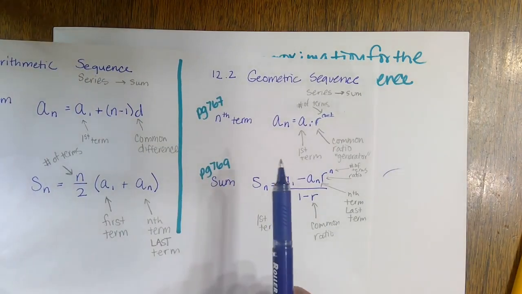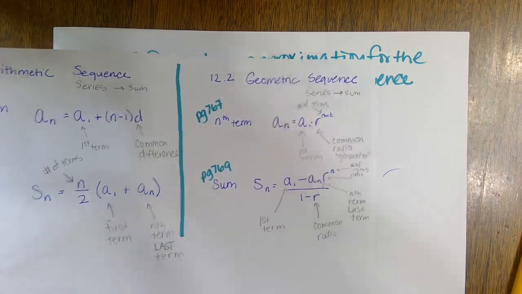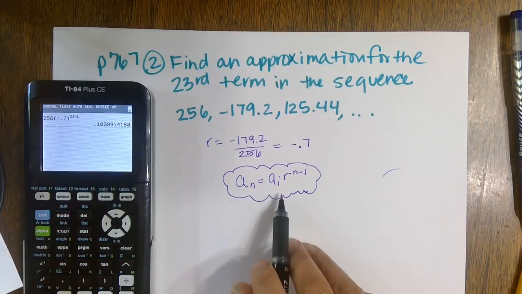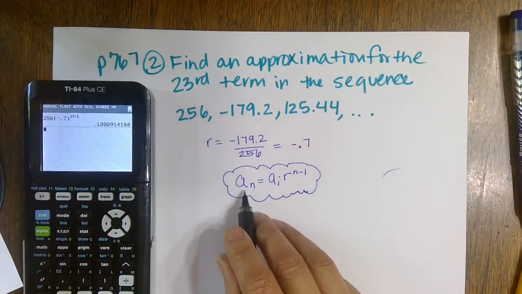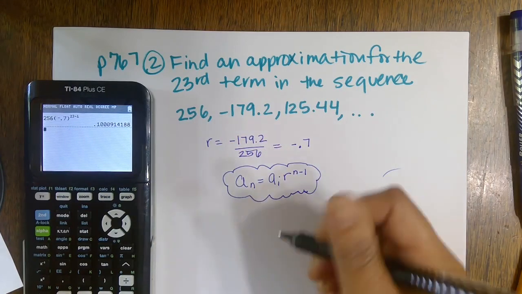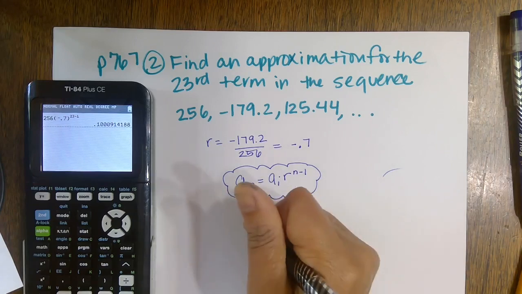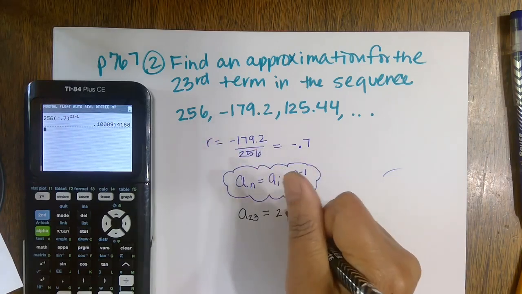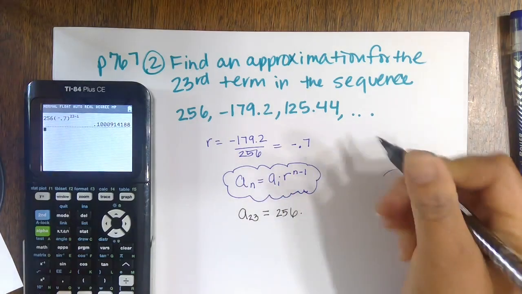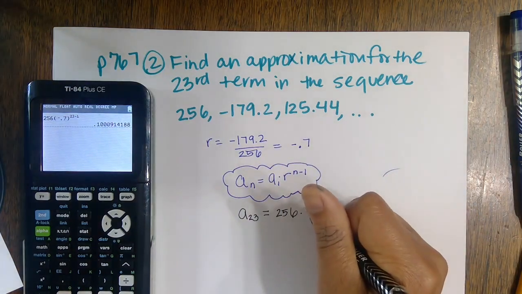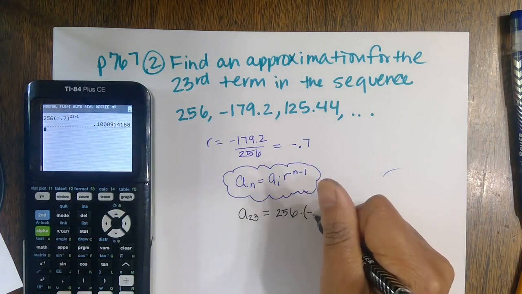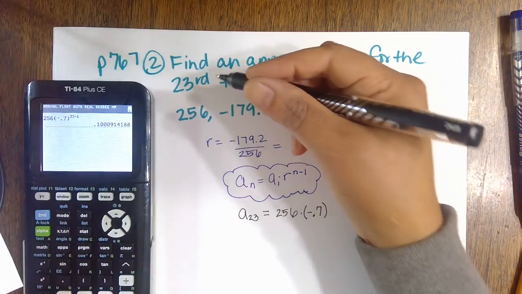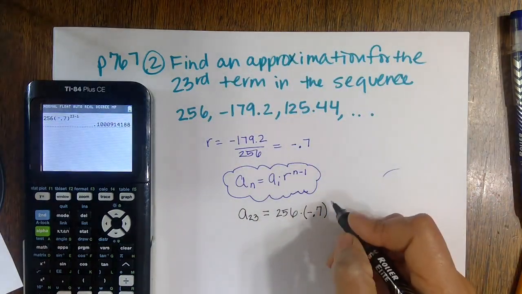Find an approximation for the 23rd term. So the 23rd term is going to be this rule. I'm going to go ahead and write that down. So I wrote the rule down, and I have to find the 23rd term. So my first term is 256. My common ratio is negative 0.7. You can put this in parentheses if you want, because you have to do the exponent first. n minus 1, so 23 minus 1, so that's 22.